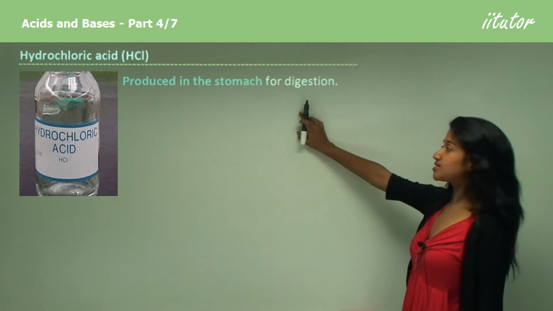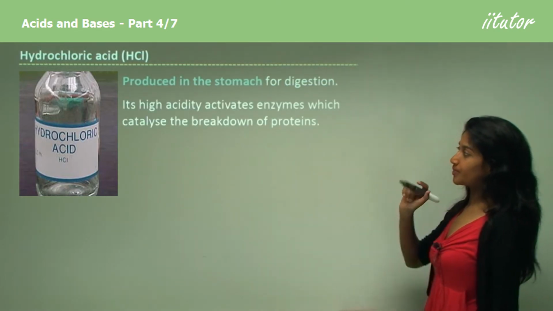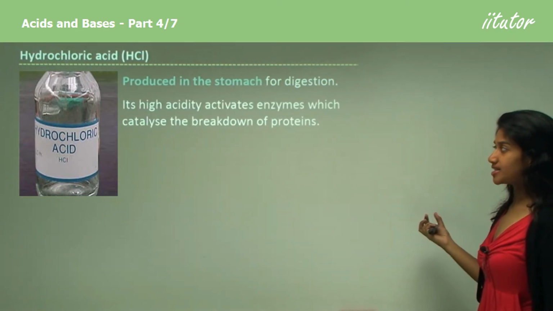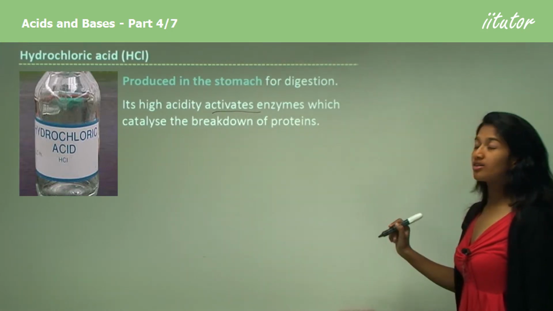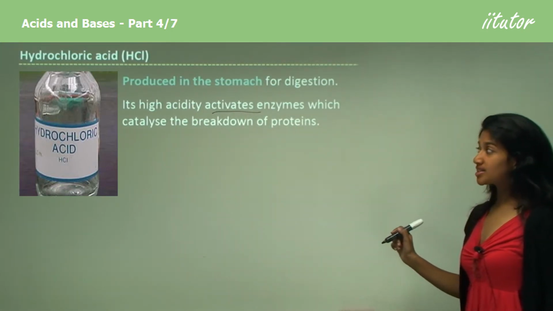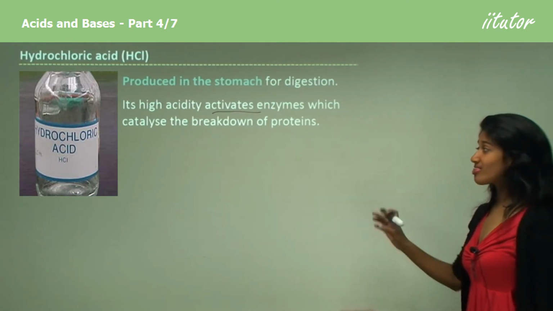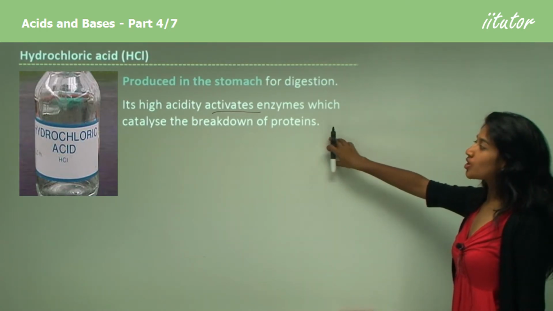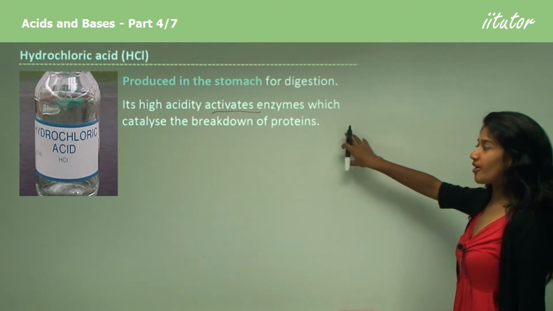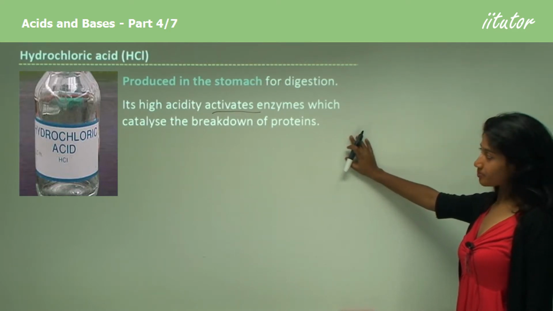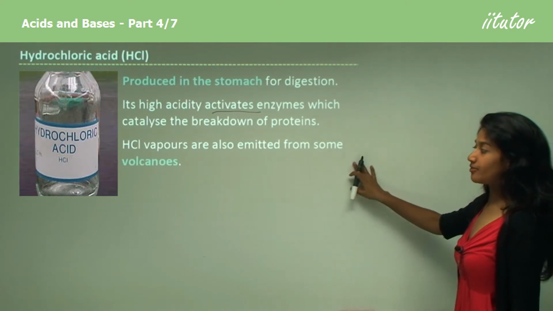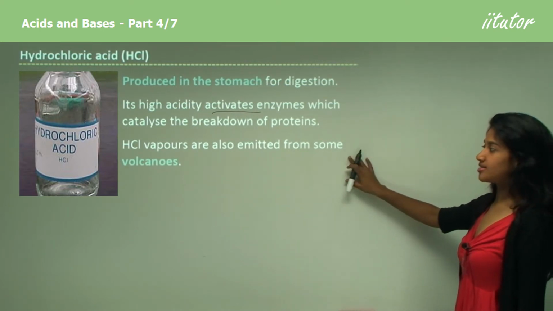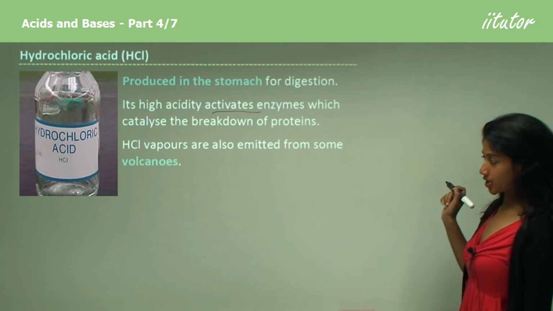It is produced in the stomach for digestion. Its high acidity activates enzymes to catalyze the breakdown of proteins. Enzymes are biological catalysts that break down protein, so acidic environments are favorable for enzyme activity. We also have HCl vapors that are emitted from volcanoes, and this is where you can find hydrochloric acid.